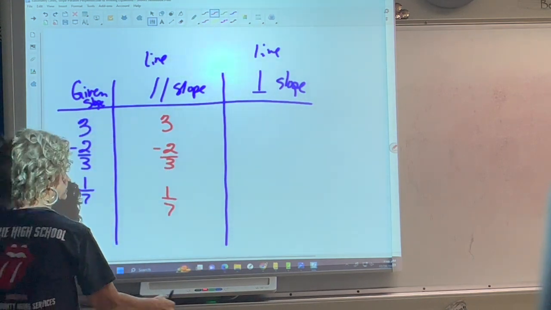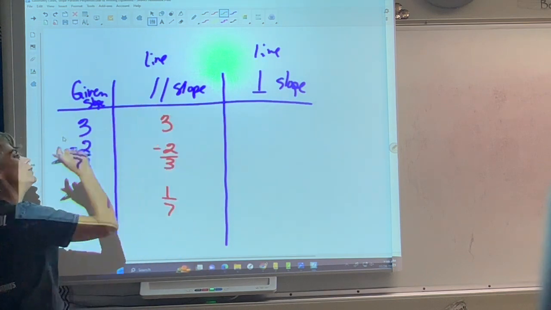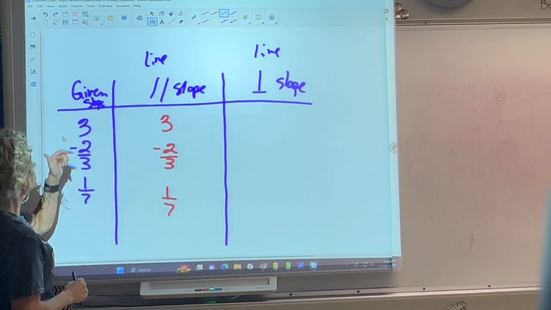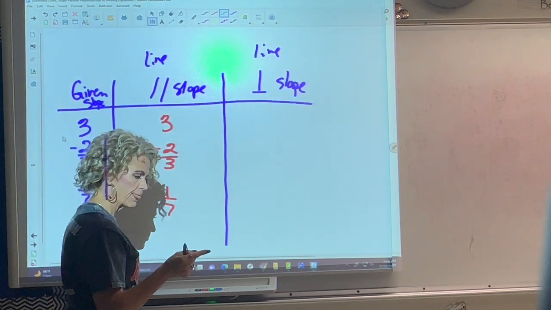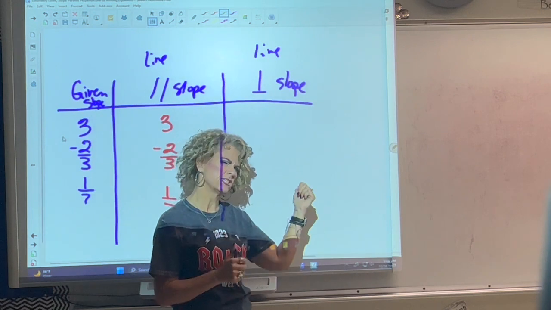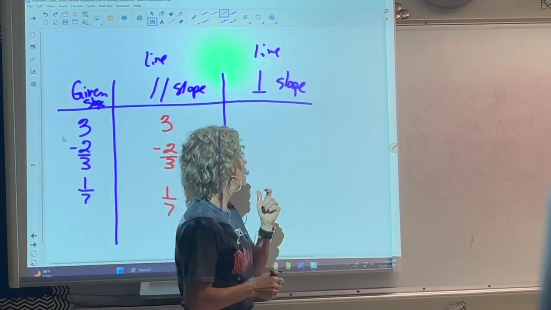Now, if I want the perpendicular slope, my given slope is 3. Perpendicular is opposite. If that's positive, my perpendicular slope has to be negative. All right, negative.